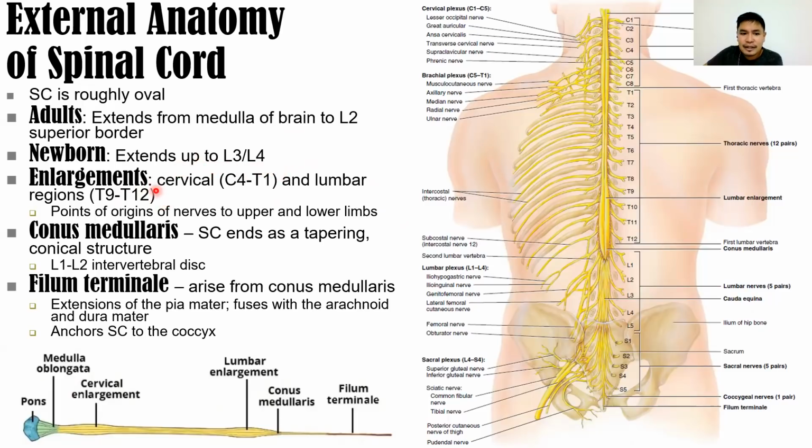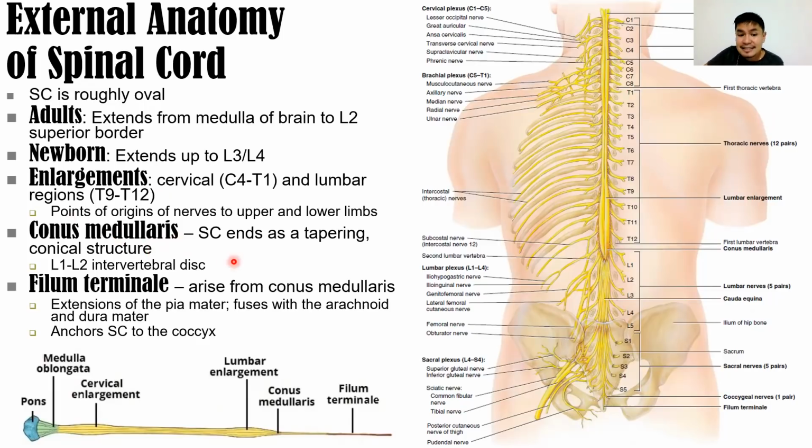Certain enlargements are located in the cervical and lumbar regions. Cervical, C4 to T1. So this is your cervical enlargement. For your lumbar region, T9 to T12 would be your lumbar enlargement. Okay, lumbar enlargement, because it could extend up to the lumbar area.